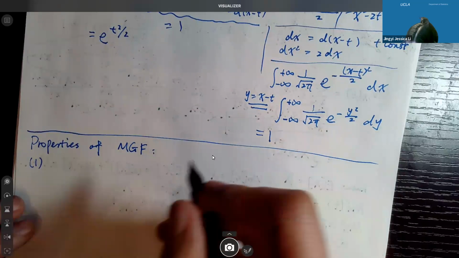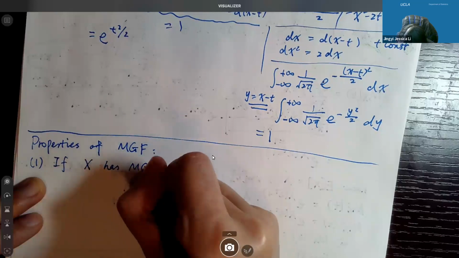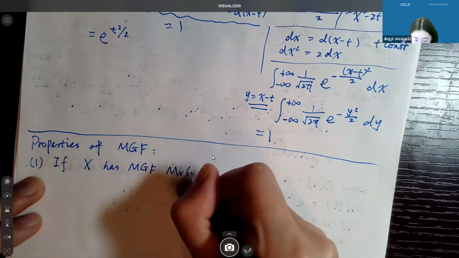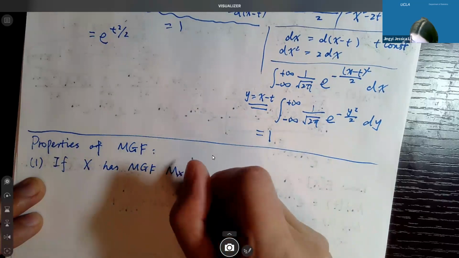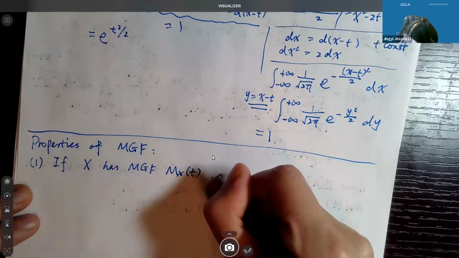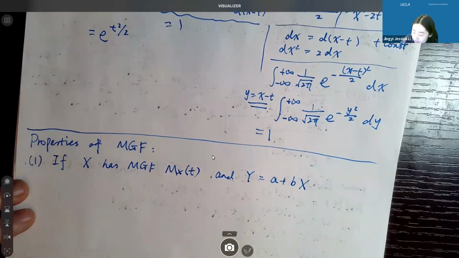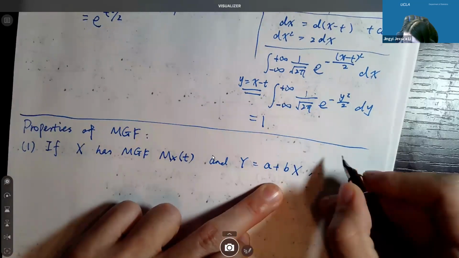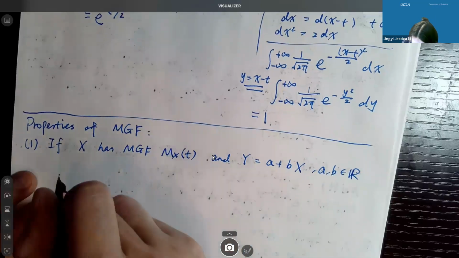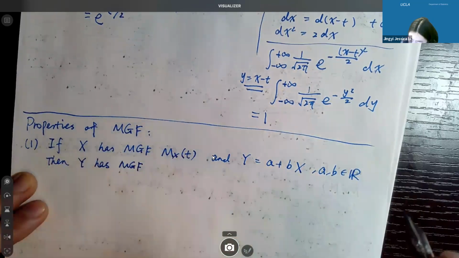So specifically, let's say that X has MGF M_X, okay, so this is the function for it. Let's say that t, I still use the t as the argument, just to be clear. And I define Y to be a plus bX, just a linear transformation. And a and b are any real numbers. Okay, so then the property is that Y has MGF of this form.